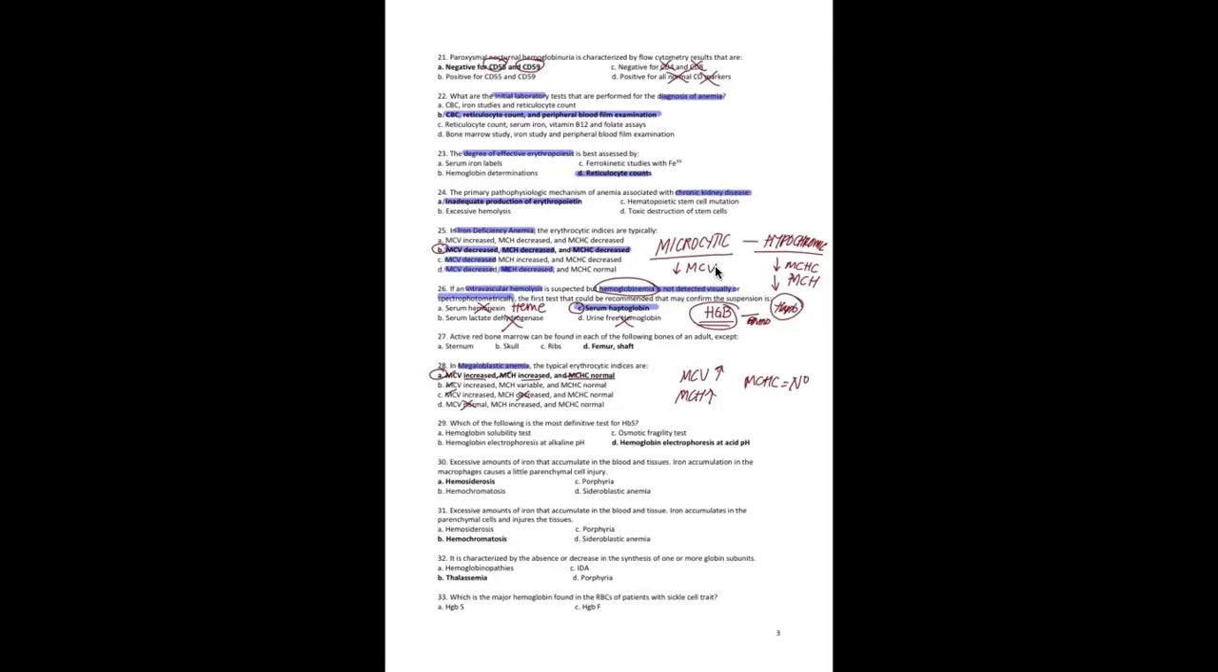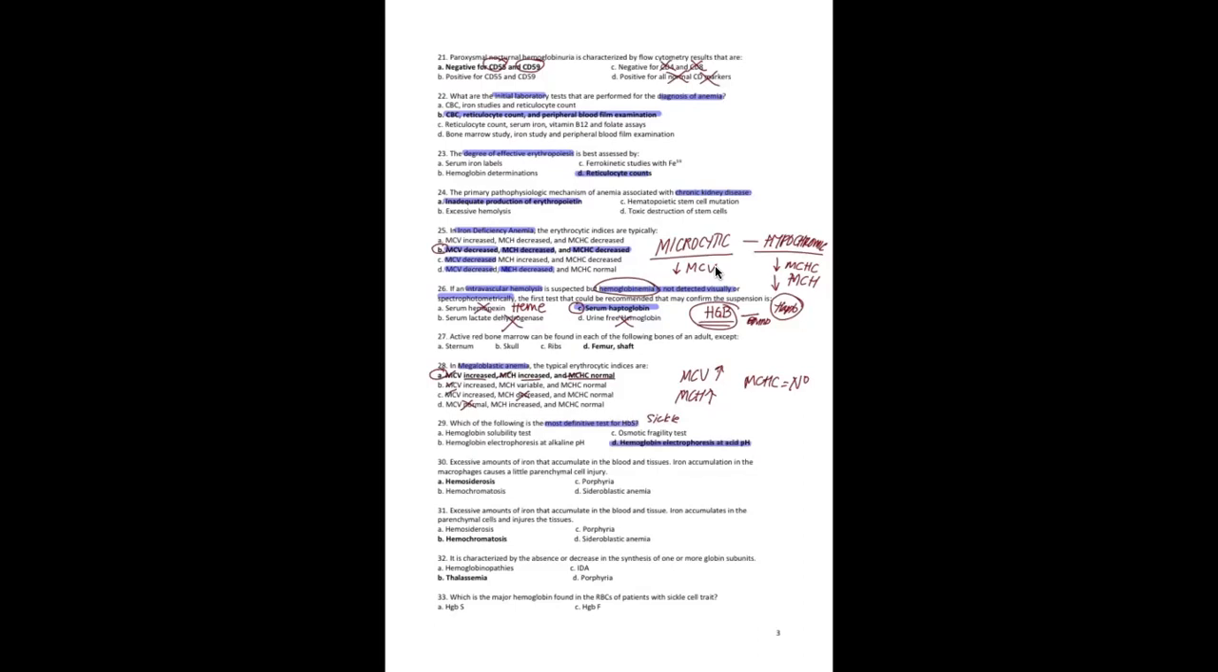Let's go to number 29. Which of the following is the most definitive test for your hemoglobin S? Saan natin nakikita si hemoglobin S? Sa sickle cell anemia. Hemoglobin solubility test? No. Hemoglobin electrophoresis in an alkaline pH? Hindi. We cannot separate them. Osmotic fragility? No. The correct answer is only letter D.